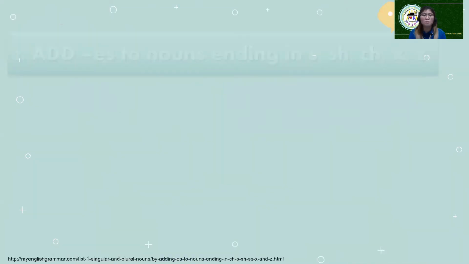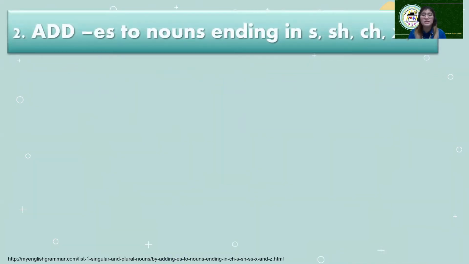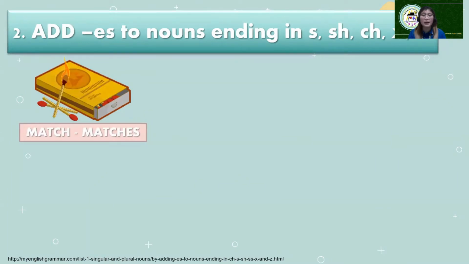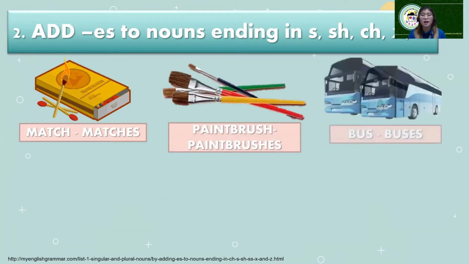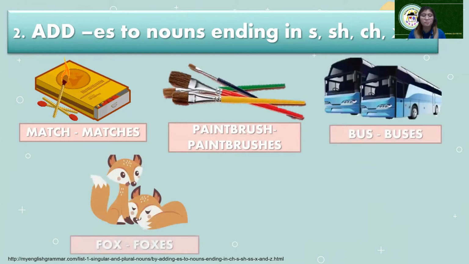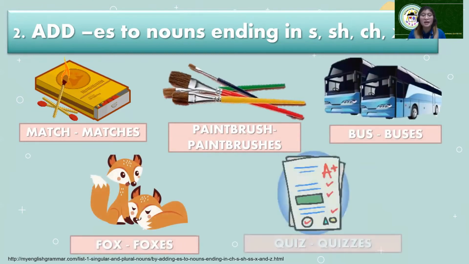Next, number 2, add es to nouns ending in s, sh, ch, x, or z. For example, we have the word match to matches, paintbrush to paintbrushes, bus to buses, fox to foxes, and quiz to quizzes. Remember, there are certain ways to pronounce words in plural form.